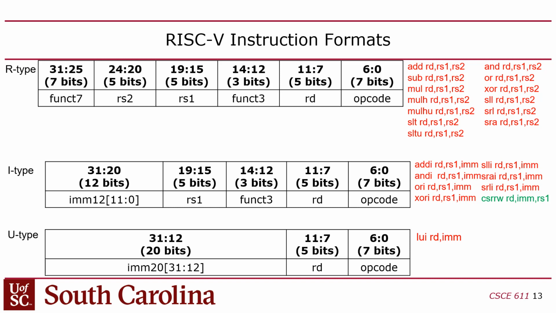Right? So that's the load upper immediate, which uses the U-type. When you use load upper immediate, you bring in 20 bits, and then you follow that up with another regular load immediate that brings in the other 12. And 20 plus 12 is 32. That's how you can put an arbitrary 32-bit value into a register. Okay? All right.